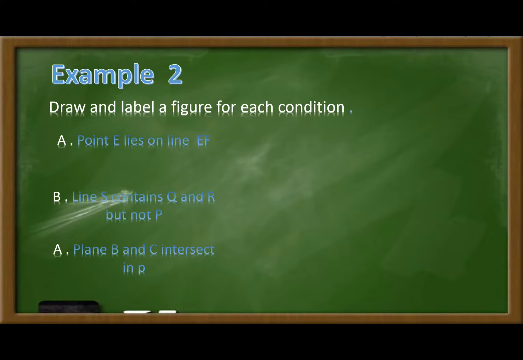We have example number 2. Draw and label a figure in each condition. Letter A, point E lies on line EF. Letter B, line S contains Q and R but not P. And letter C, plane B and plane NC intersect E. How are we going to do that?